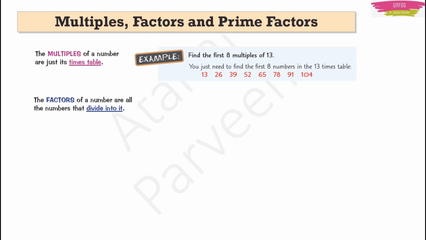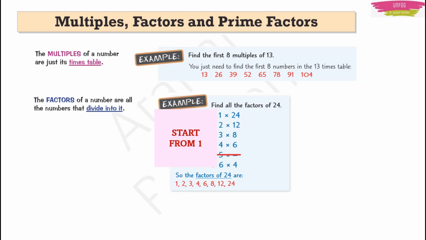Okay. Now factors. Factors means the numbers that are divided into it. For example, if I want to find the factors of 24, I should start from 1 and go on writing the numbers wherein you can get 24. First is 1 into 24 will be 24. Next, after 1 you will get 2. In the 2 table you will get 24, where 2 12s are 24. Next is 3. In the 3 table, where will you get 24? 3 8s are 24. Next is 4, where do you get 24 in the 4 table? 4 into 6.